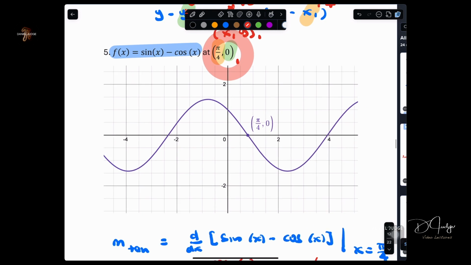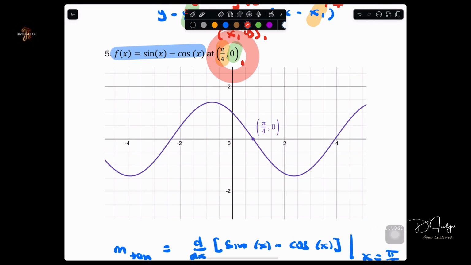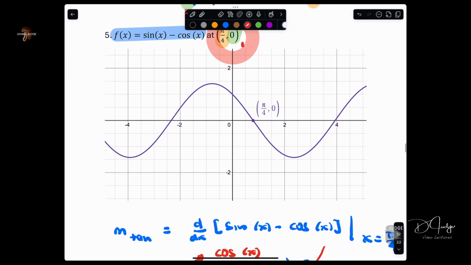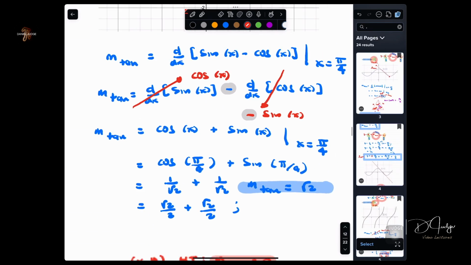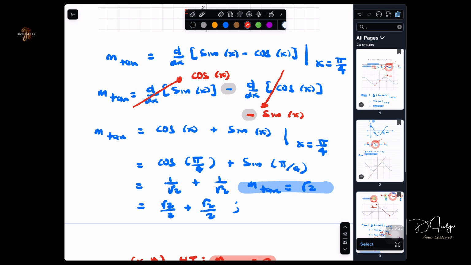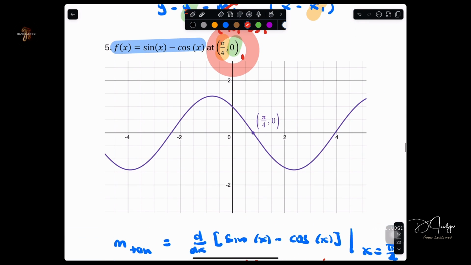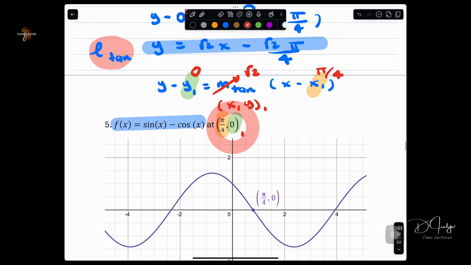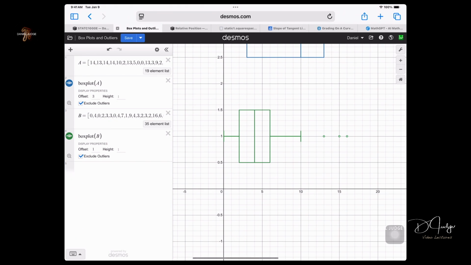Let me see if I can even try to do that. I guess I'm on, does it know what page I'm on? 12. And it doesn't think I'm on page 12 here. So let's just do this in Desmos here, okay? So sine minus cosine.